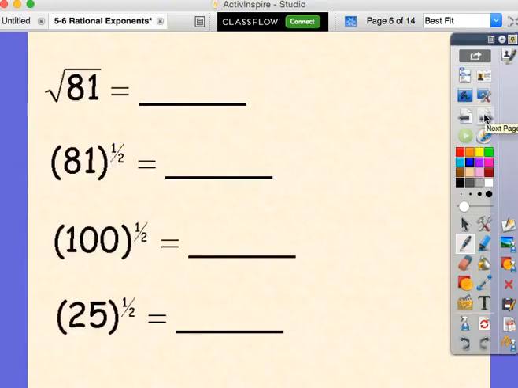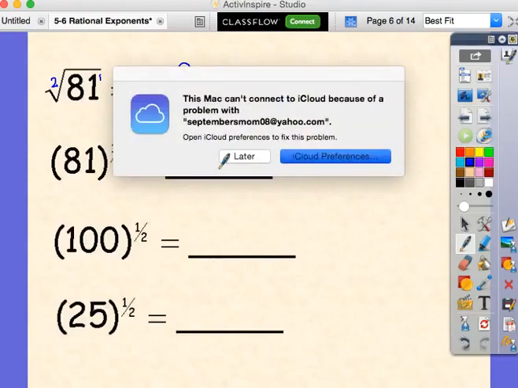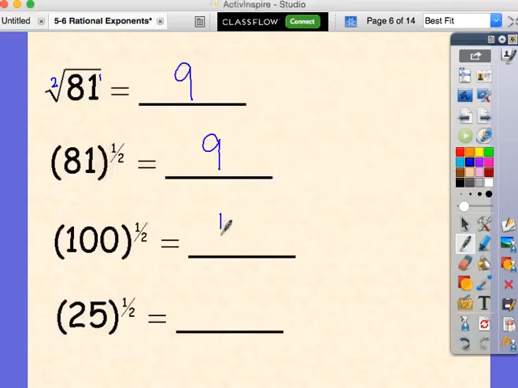Okay, square root of 81 is 9. This is 81 to the 1/2 power, which is 9. 100 to the 1/2 power, or square root of 100, is 10. Whoops. Thank you. 25 to the 1/2 power is 5.